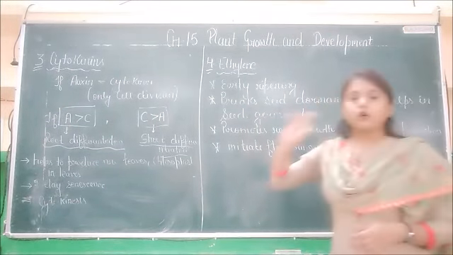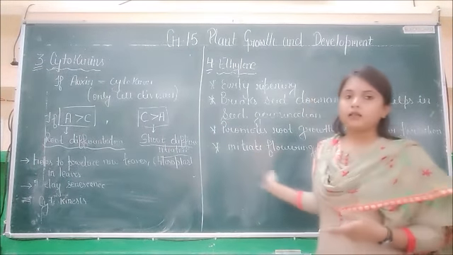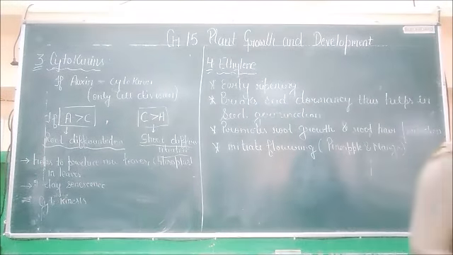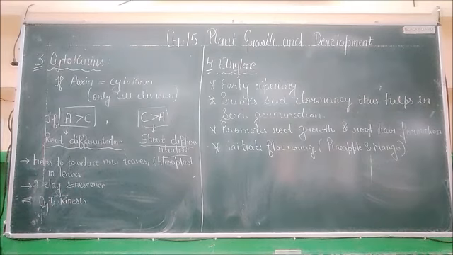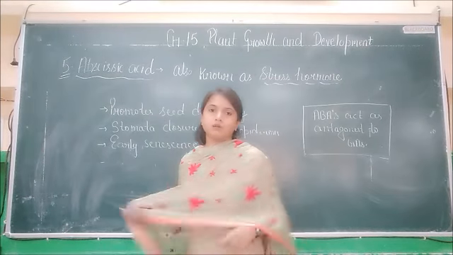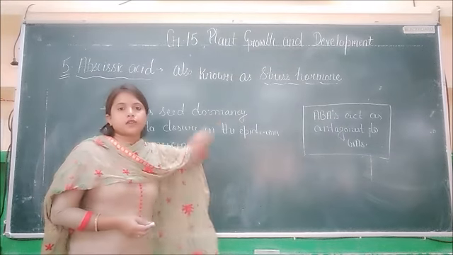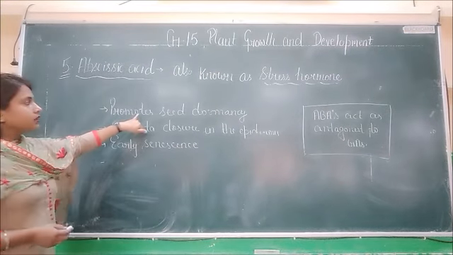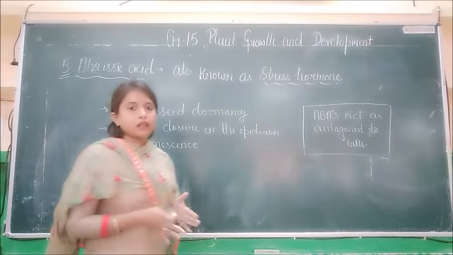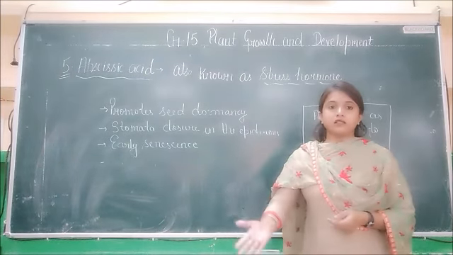Now we have studied four types of hormones: auxins, gibberellins, cytokinins and ethylene. All these are known as growth promoting hormones. Our last plant hormone, the growth inhibiting hormone, is abscisic acid, and this is also known as the stress hormone, right? First of all, it promotes seed dormancy, right? In the last hormone, we studied that it breaks the seed dormancy, which helps in seed germination.